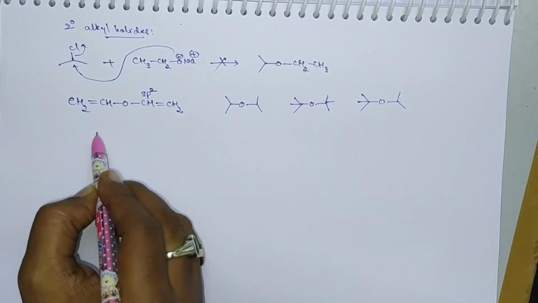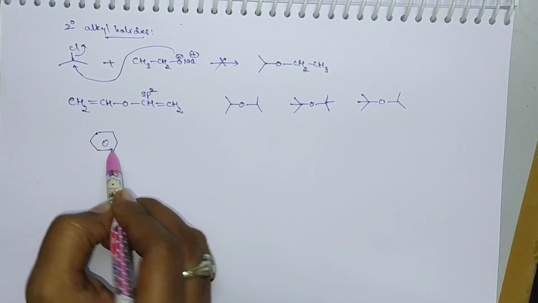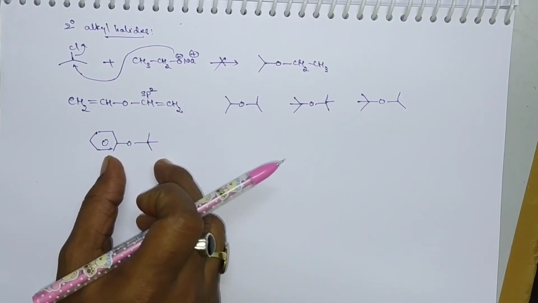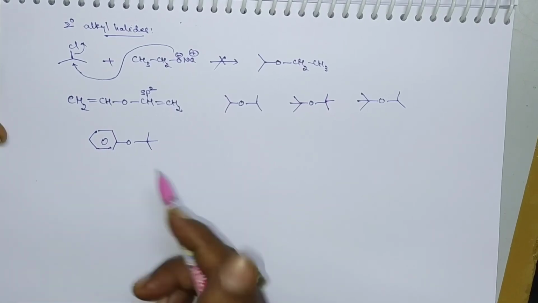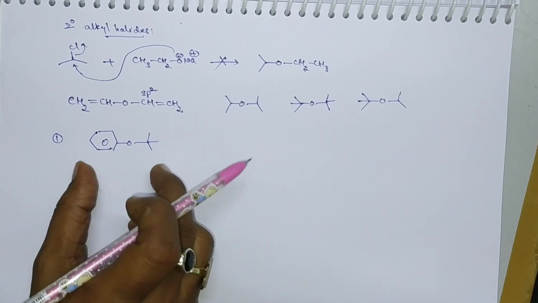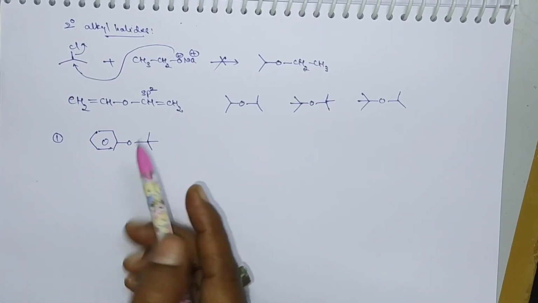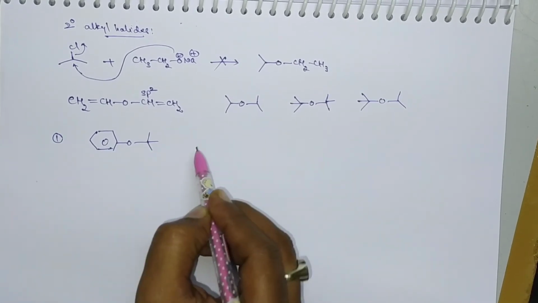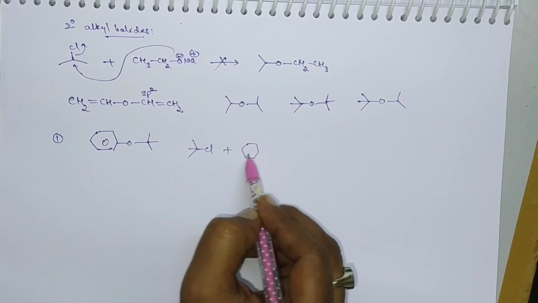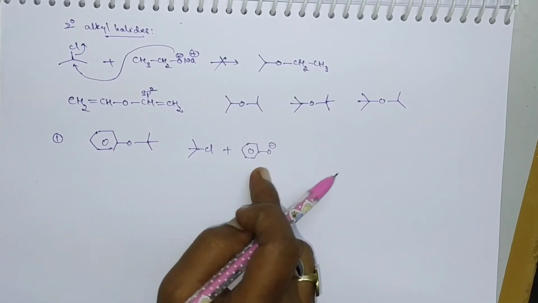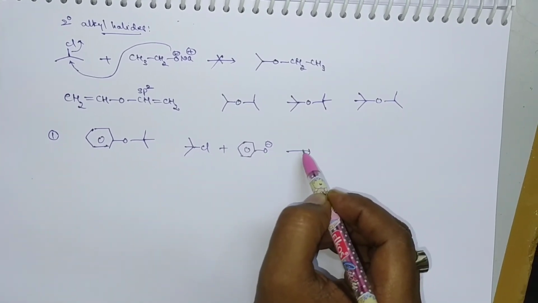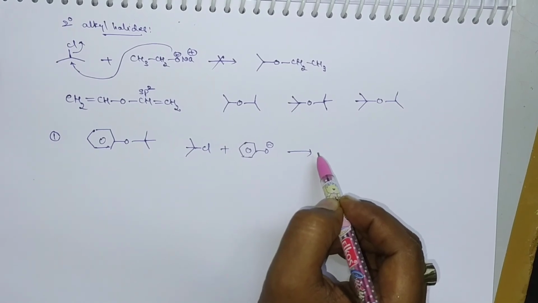And next, let us take this example. Here also some steric crowding is there. Can we prepare this ether or not? Let us check for preparation of this one. This ether can be prepared by using different methods. What are they? By taking tertiary alkyl halide and phenoxide ion, it can produce ethers. Does it produce ethers by SN2 reaction or not?